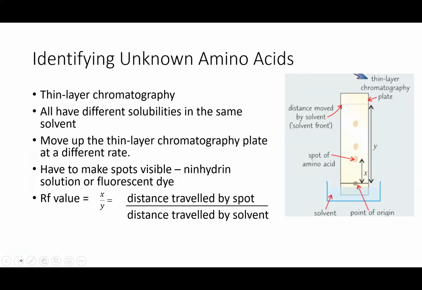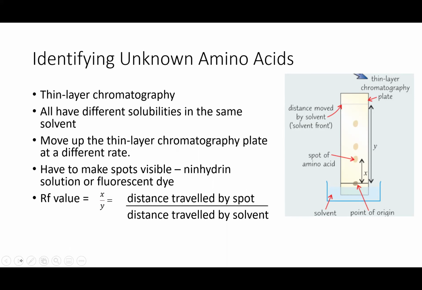So let's say we've got an unknown amino acid. How do we identify it? Different amino acids have different R groups, and because they have different R groups, they will all have different solubilities in the same solvent. So what this means is that you can easily separate and identify all the different amino acids in a mixture using thin layer chromatography. Each amino acid will move up the thin layer chromatography plate at a different rate depending on how soluble it is in the solvent you've used.